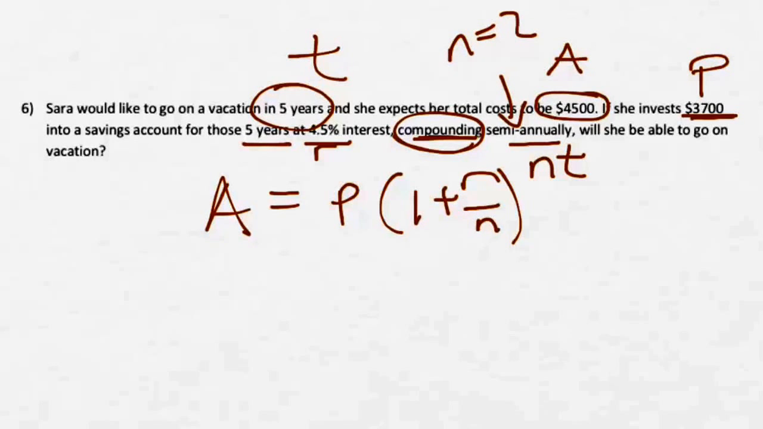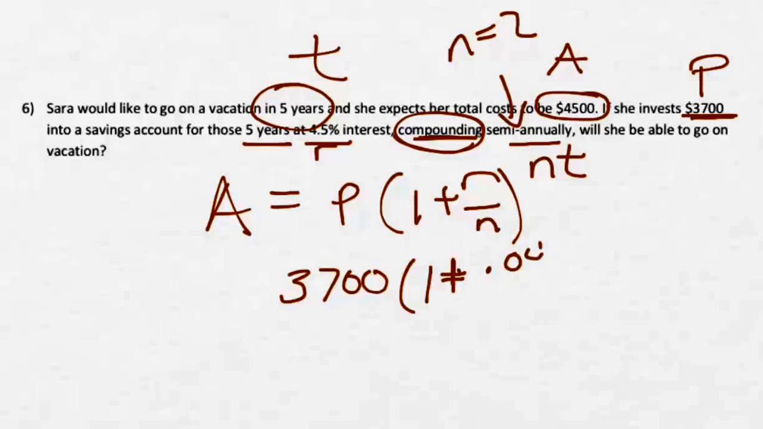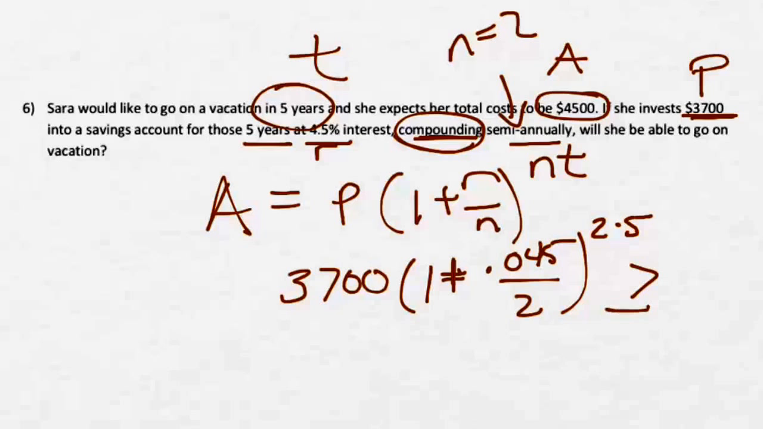So what we want to know is if she invests $3,700. 1 plus... make sure to write the R as a decimal, 0.045 over 2, compounding semi-annually, raised to the 2 times 5 power. Is this going to be greater or equal to $4,500?